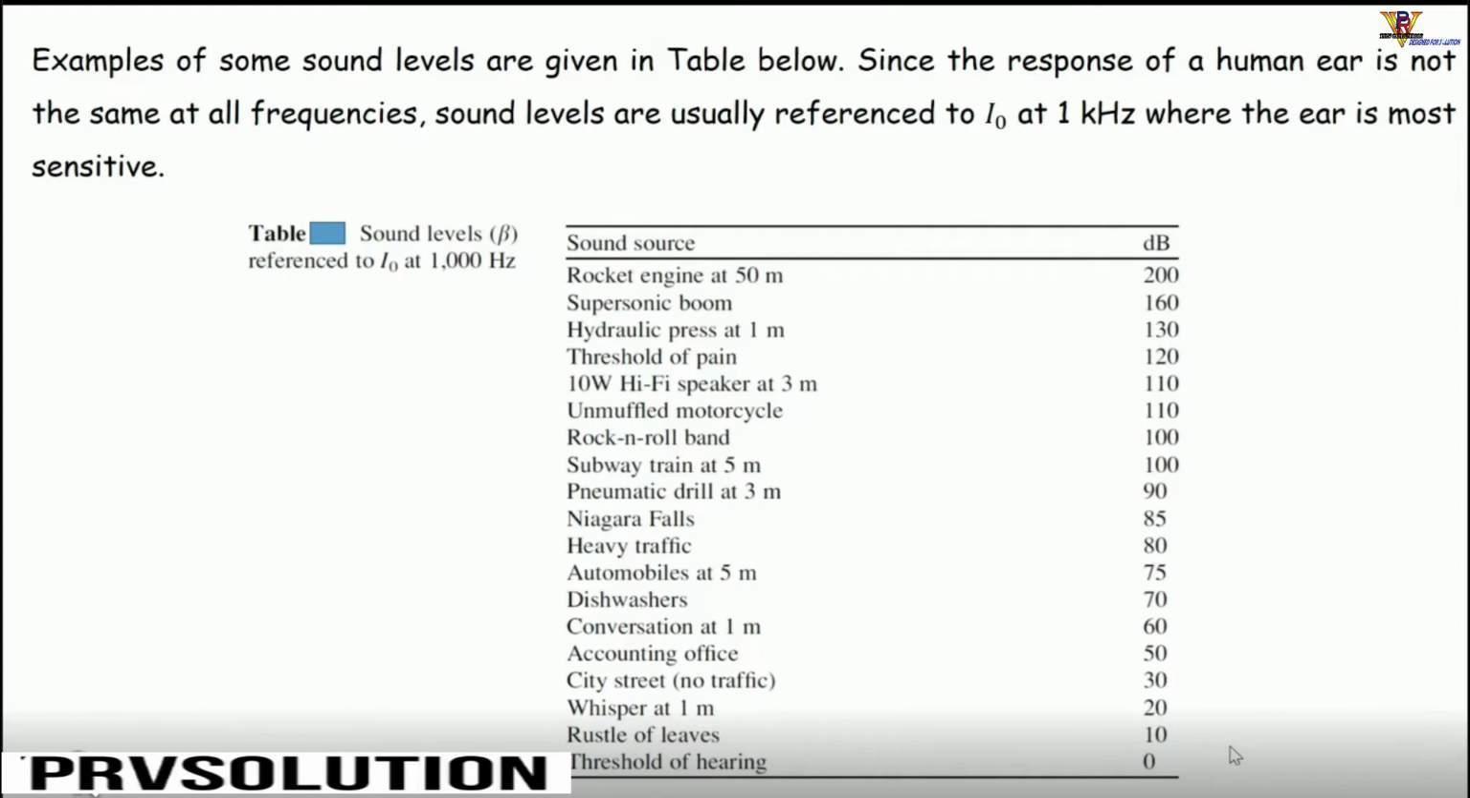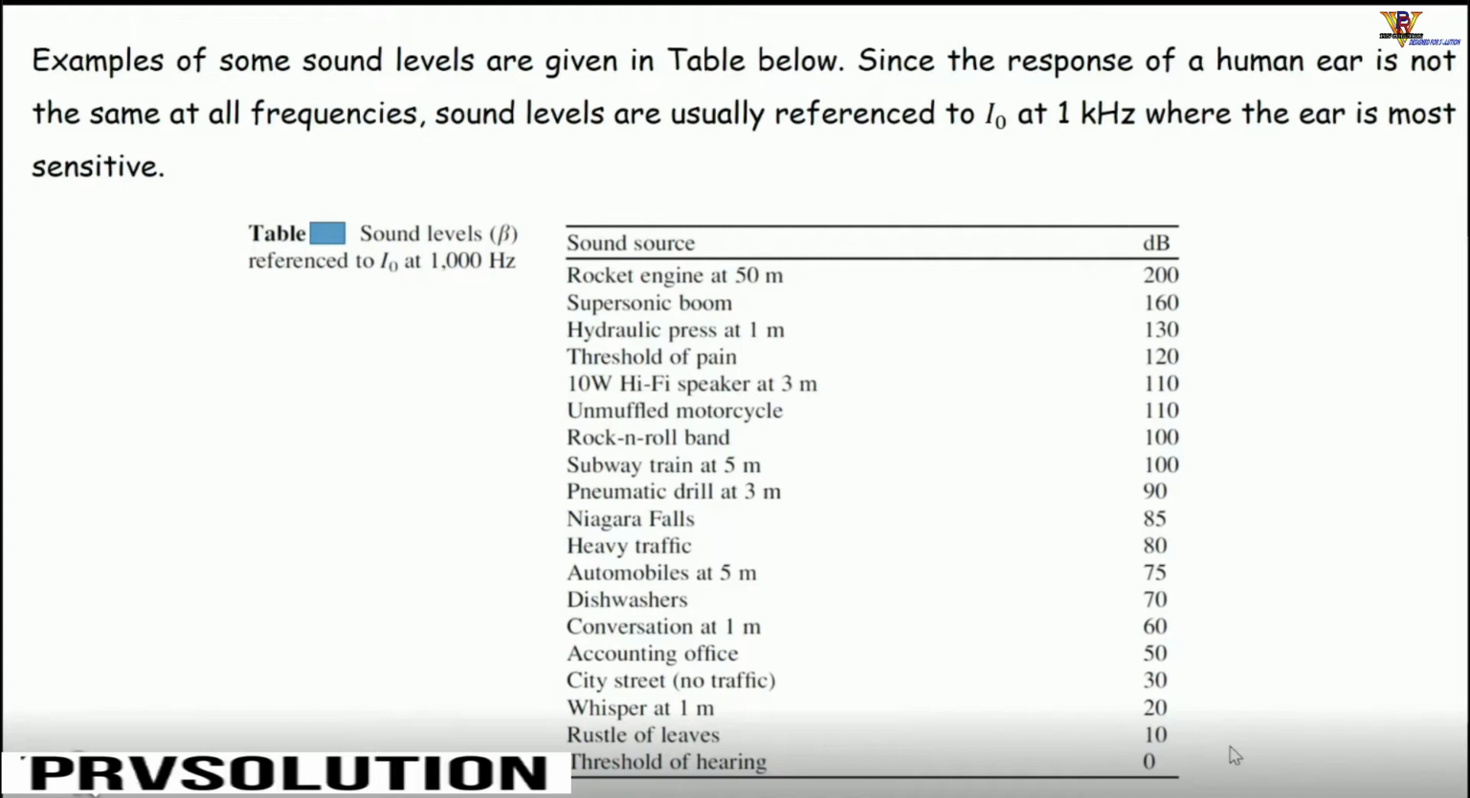Now look at the sound power generated by this type of engine. It is a very large intensity. In this way we can look at different values, and the important thing is that at the last, the threshold of hearing is 0 dB. If a source produces sound whose beta is 0 dB, the human ear can detect it. This is the minimum reference value that can be detected by the human ear.